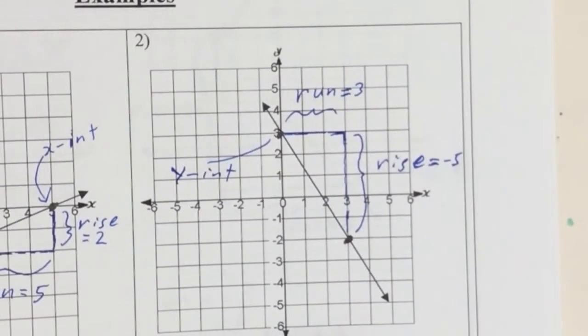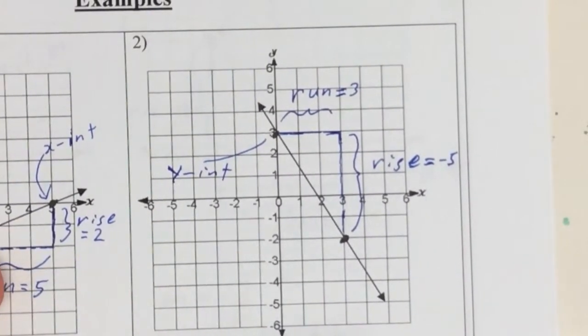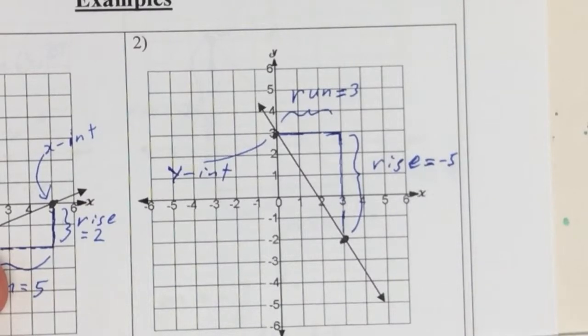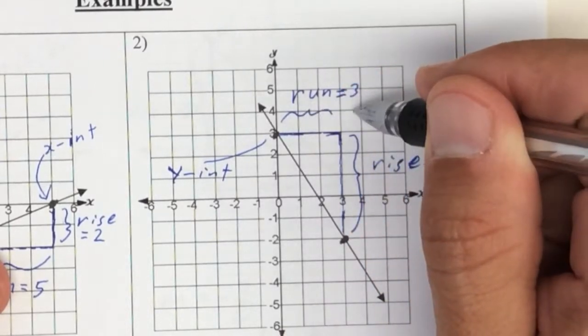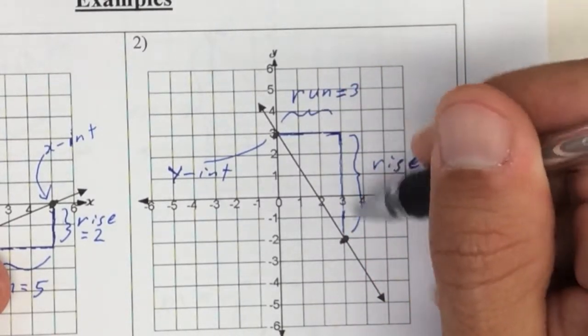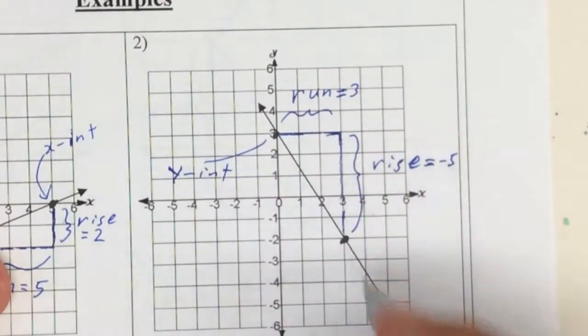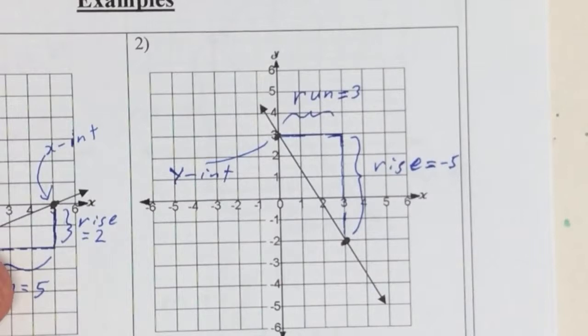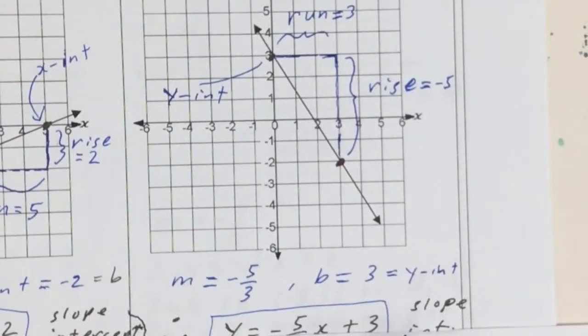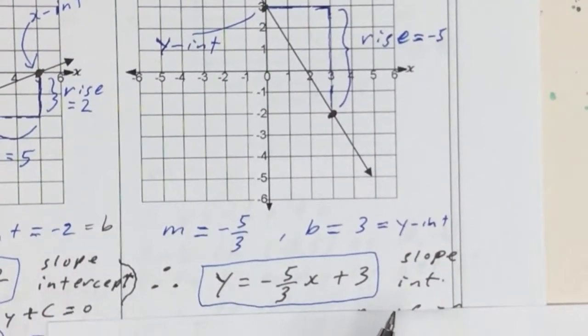All right, this next one, here is the graph for example 2. You may want to look at this, pause it, and see if you can do the rest. For this one, you've got a y-intercept again. The run is 3, the rise is -5, so the slope is negative this time, it goes down. So you've got the slope and the y-intercept. There is the equation.